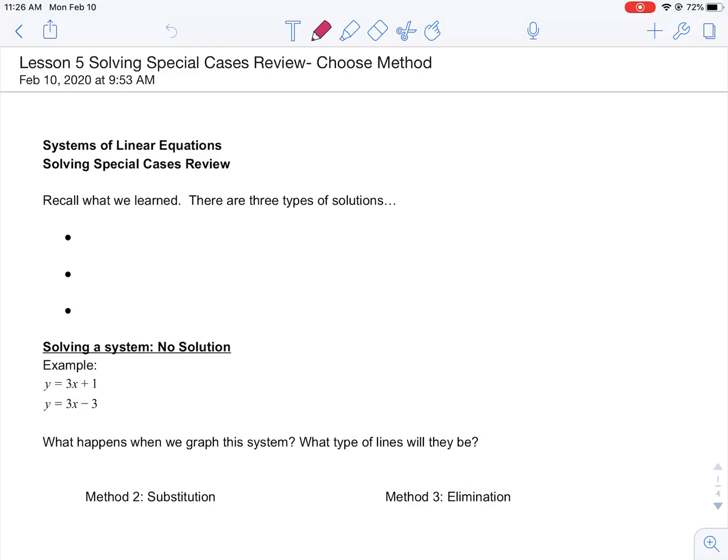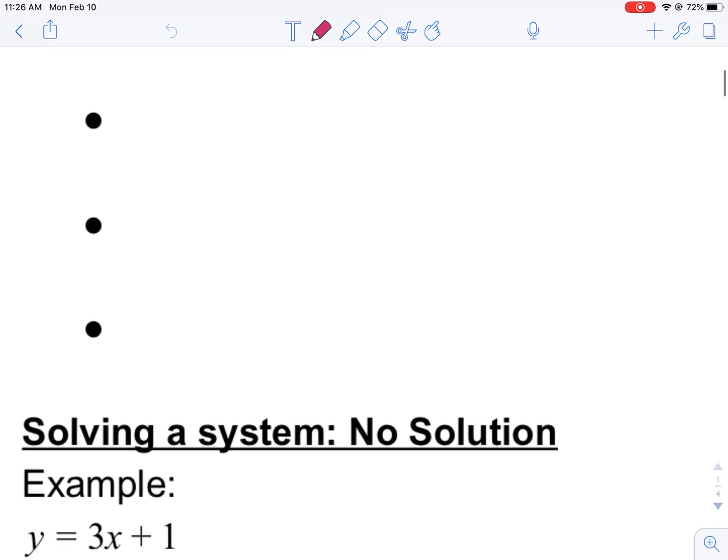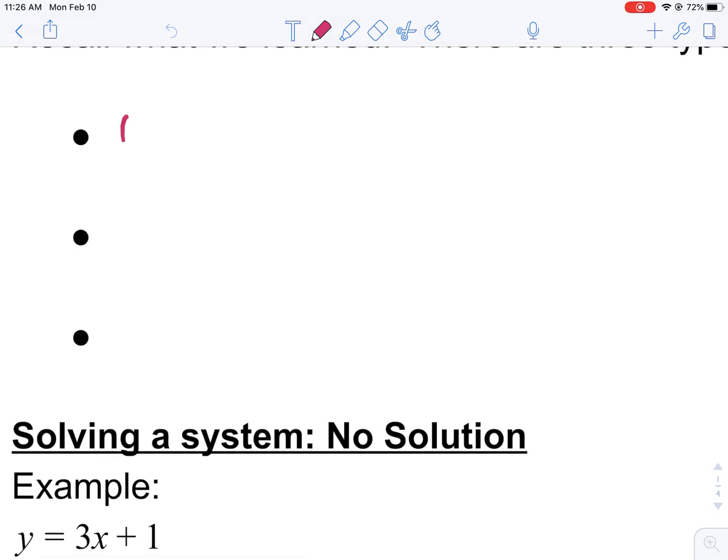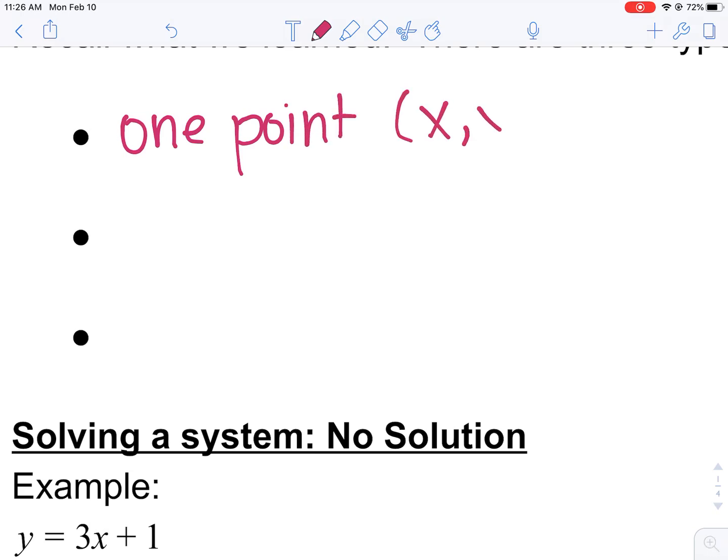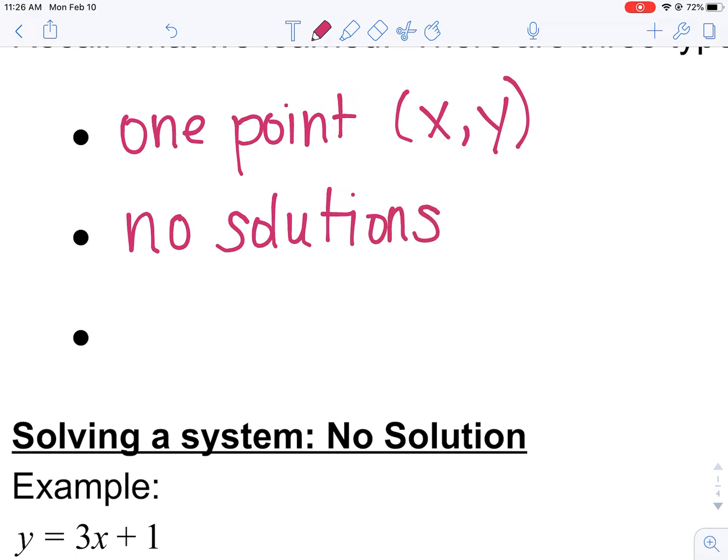So we're going to talk about systems of linear equations with all three special cases. Let's recall all the types. We can have one point, written as x comma y. We can have no solutions. Remember, no solutions is something like -11 does not equal 7.